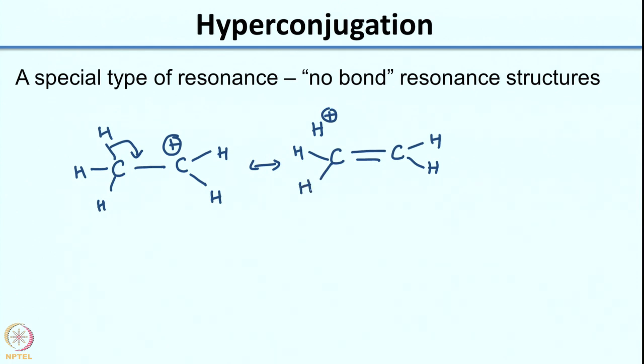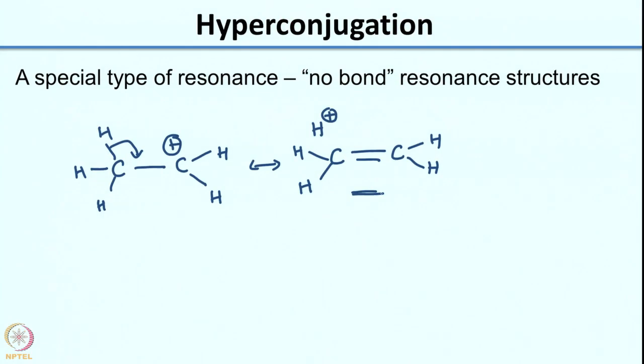This structure is called a hyperconjugation structure, and you would have come across this when you were looking at the stability of carbocations, where the tertiary carbocation is more stable than the secondary carbocation, which is more stable than the primary carbocation, primarily because you can have more hyperconjugation structures for the tertiary carbocations. So these are what the hyperconjugation structures look like, which is essentially a form of no bonded resonance structures.